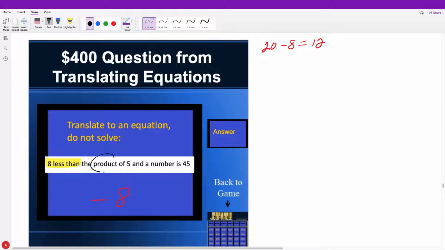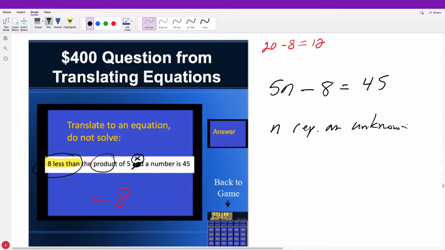So 8 less than the product. Remember, product is one of those words where, when we see the word "and," we can cross it out and write what the operation is, which is multiplication. So the product of 5 and a number is 5n. And then 8 less than that will be 5n minus 8, "is" means equal, and 45. And on your test, you will have to define your variable. So n represents an unknown number.